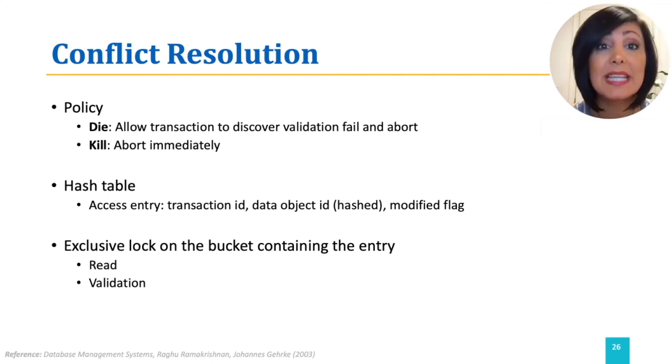If we implement the kill policy after validation is completed and the current transaction is to commit, all buckets associated with objects of the transaction in validation are locked, and all of the transactions with access entries with the modified flag will abort and restart. The kill policy is more effective than the die policy in reducing the waste of extra processing before abort.